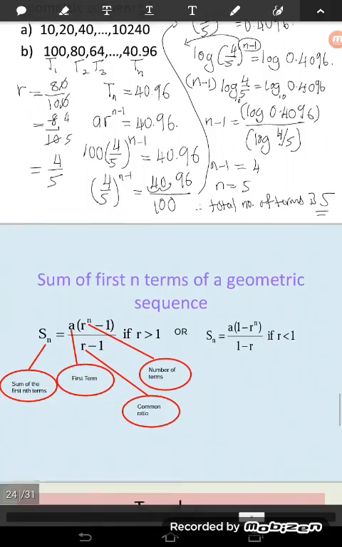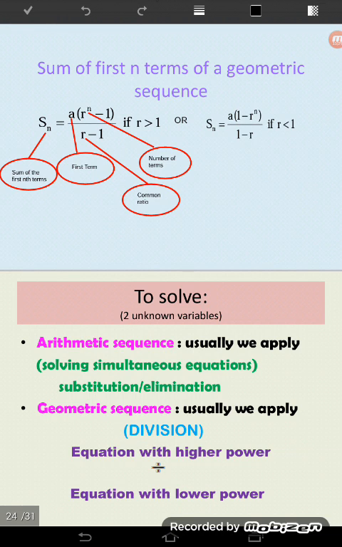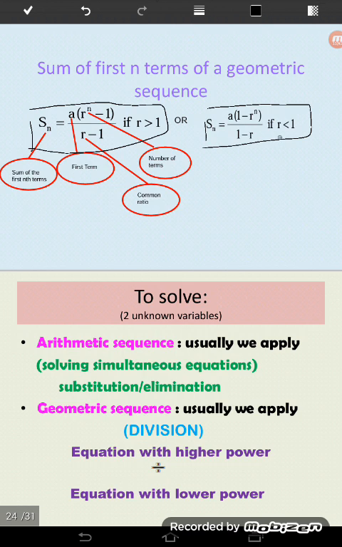Okay. So next, sum of first n terms of geometric sequence. The formula is given by this one. Actually, there are two formulas. The first one is for r greater than 1, and the second one is for r less than 1. It doesn't really matter, you can use either. The first is correct and the second is also correct. You just need to know that A is the first term, R is the common ratio, and n is the number of terms. So Sn is the sum of the first n terms. As I explained before, for example S3 is T1 plus T2 plus T3. S10 is equal to T1 plus T2 plus T3 and so on until plus T10.